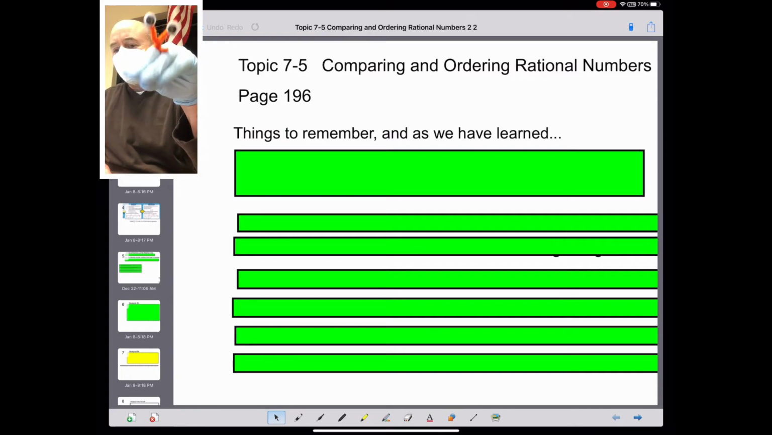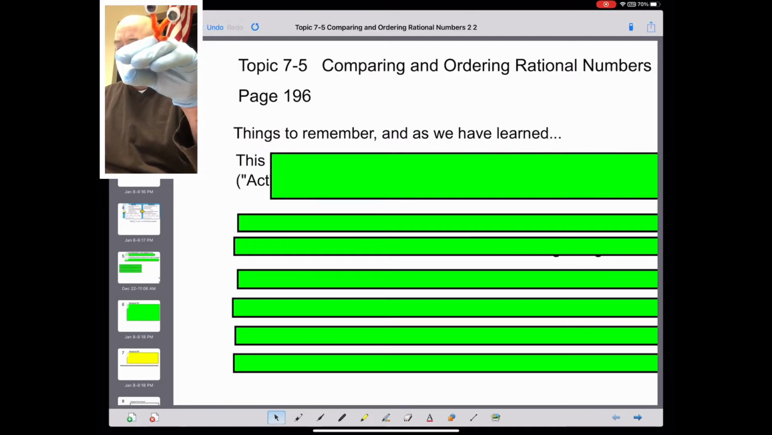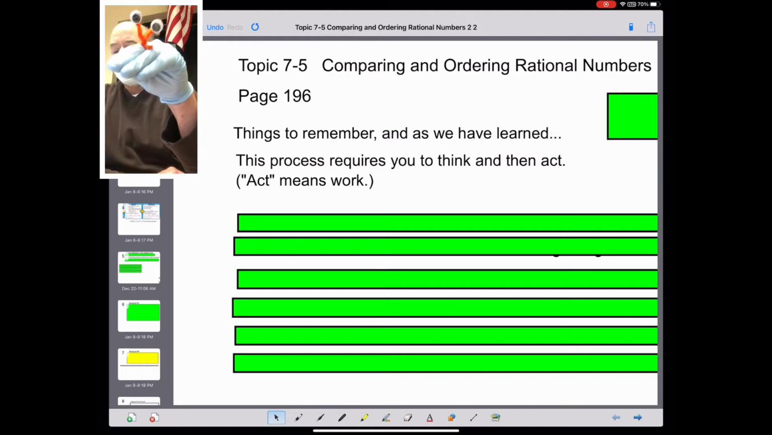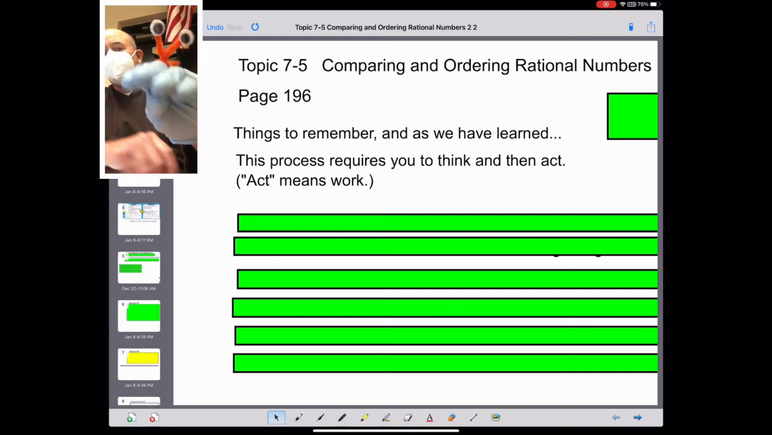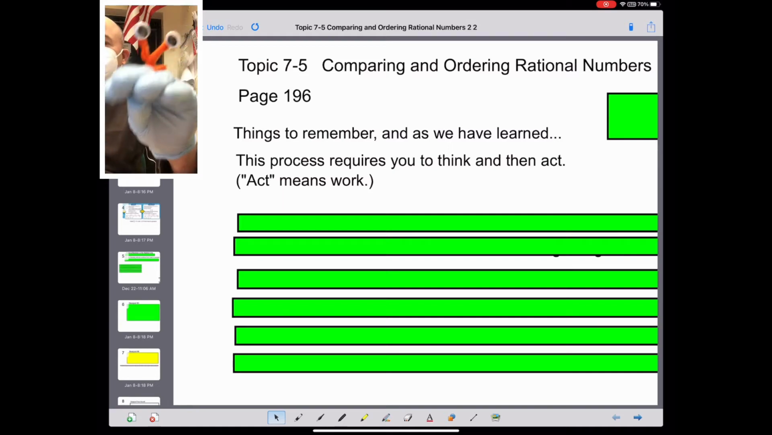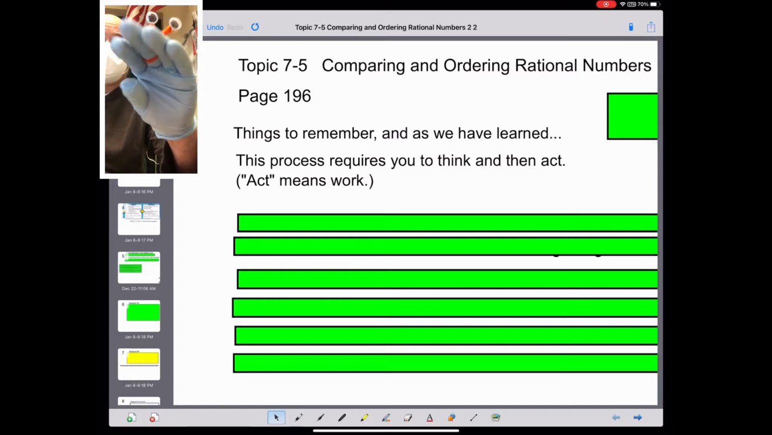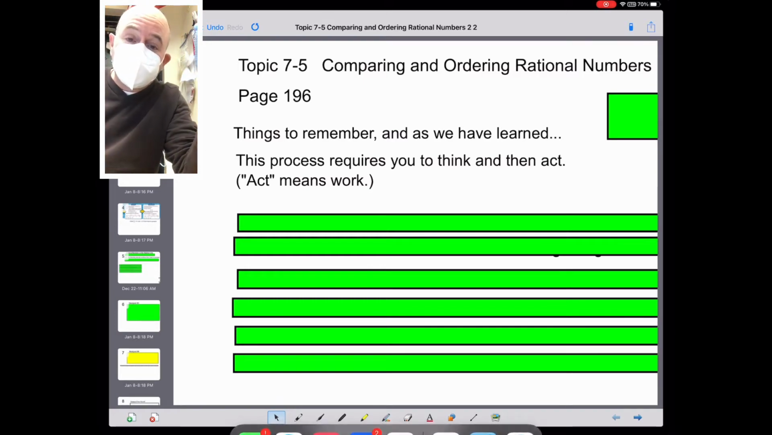All right, so anyways, kids, if you look at the information right here, things to remember, as we have learned, the process requires you to think and then act. Act means that you're going to have to work, all right? Working is not always something that we want to do, but it gets us our good grades. So when you're comparing and ordering rational numbers, you're going to have to work at this.